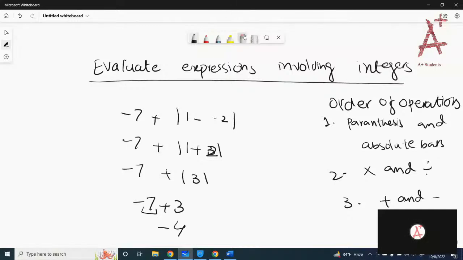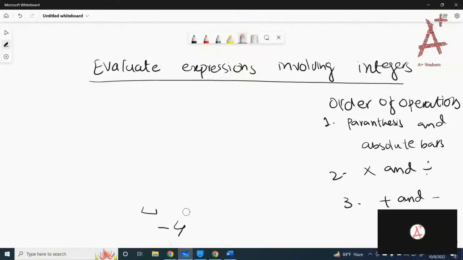Okay, the next one is negative 4 divided by negative 1, again divided by 1. You don't have any parentheses or absolute values, you just have division, both of them. So you have to move from left to right. Start from the very left, divide negative 4 by negative 1. You are dividing two numbers that have the same sign, so your answer must be positive. 4 divided by 1 is 4. Now you have to divide again 4 by 1, which is 4. So the answer for this one is 4.